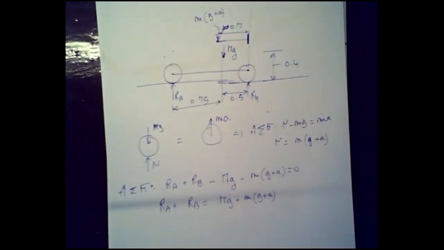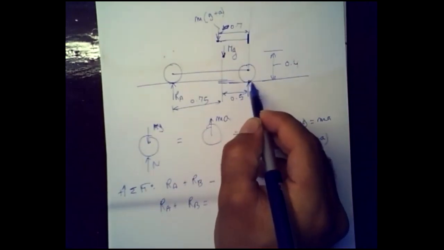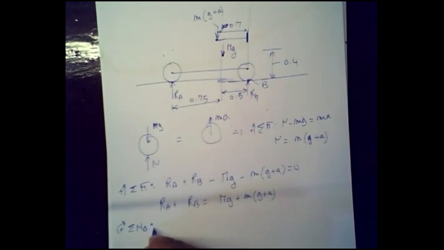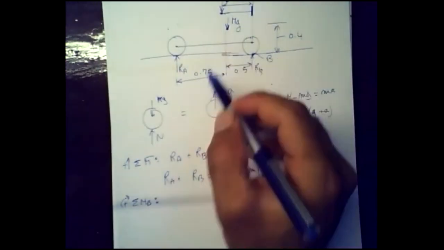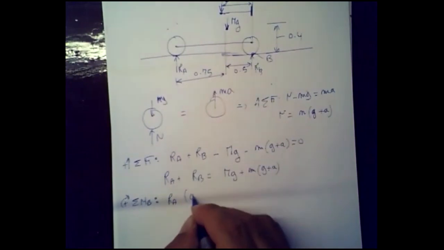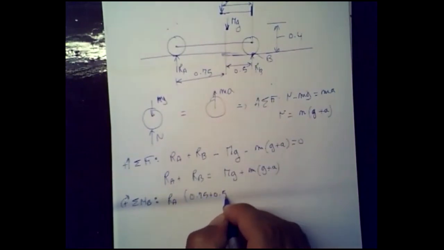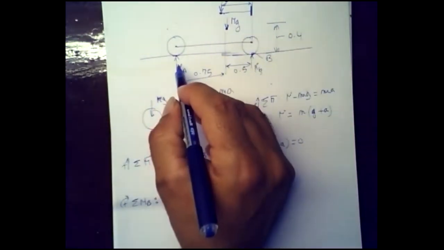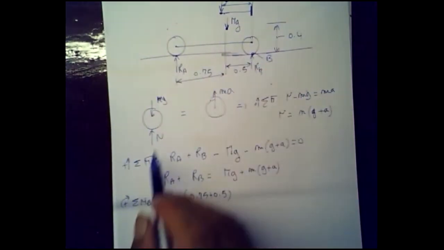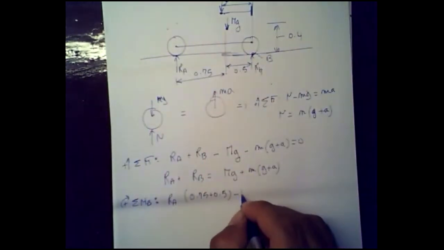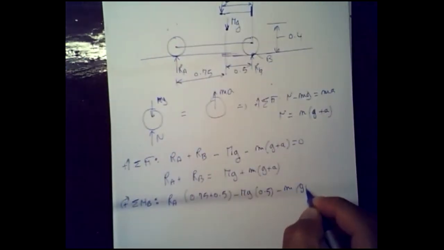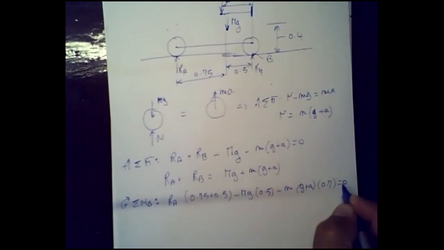And then the next part would be to sum the moments about a point here. We're going to call it B. So if you sum the moments about point B, and I'm going to use this as my direction, then what do I end up with? I have RA multiplying 0.75 plus 0.5, minus mg. RA is in a clockwise direction, mg is minus, so minus mg multiplied by 0.5 and minus mg plus a multiplying 0.7, and that is equal to 0.